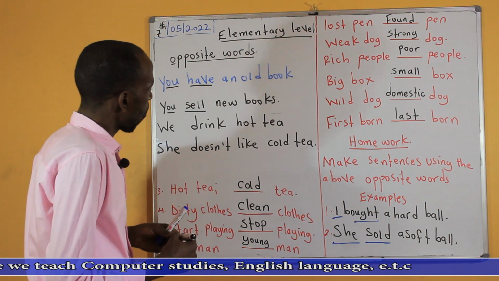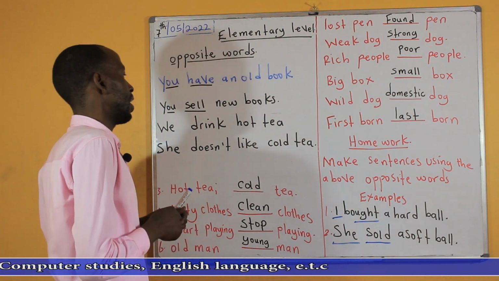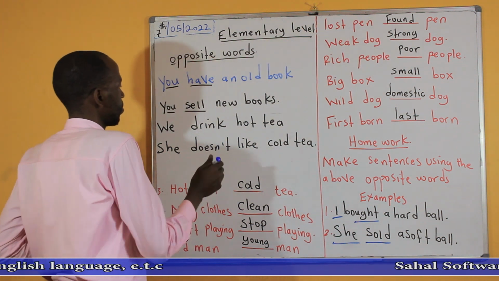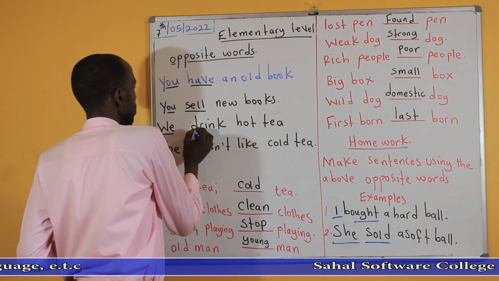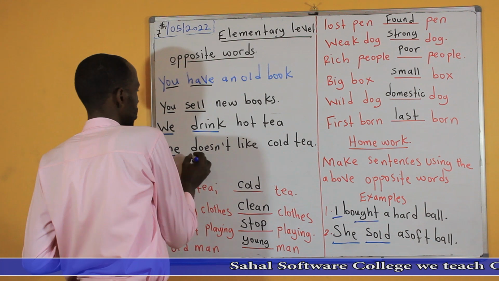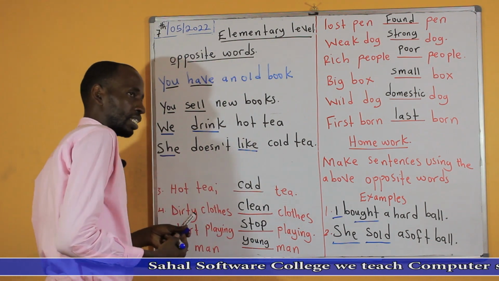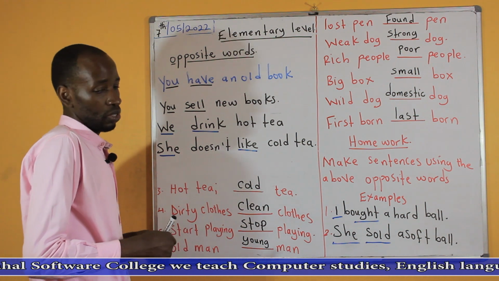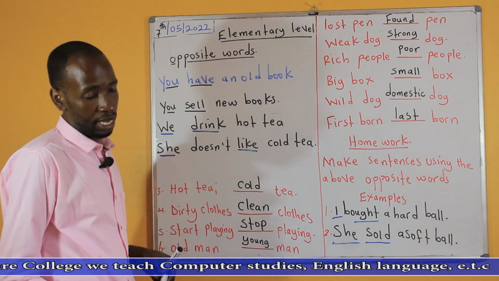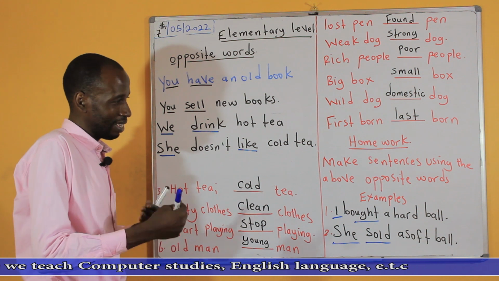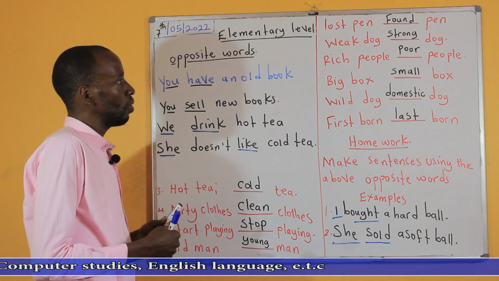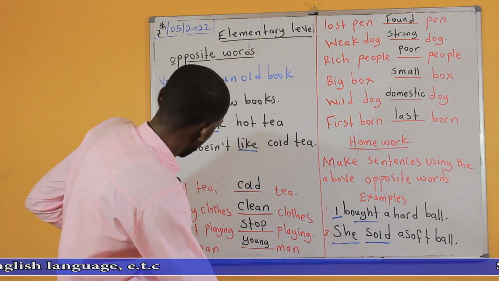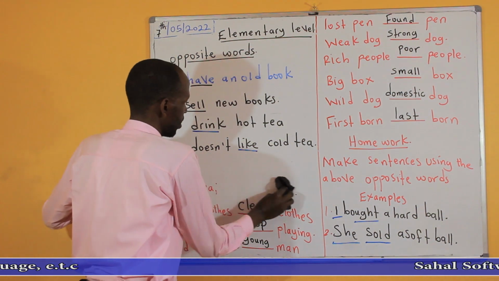We drink hot tea. She doesn't like cold tea. So this is another good example. This is subject, this is verb. This is subject, this is verb. So you must introduce them and you make perfect sentences. So in your free time, you need to practice them more, because if you practice them more, then you will understand. If I go to number 4 now, let me make another example.